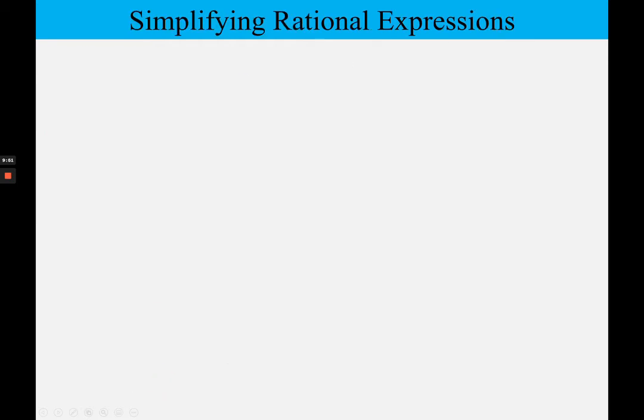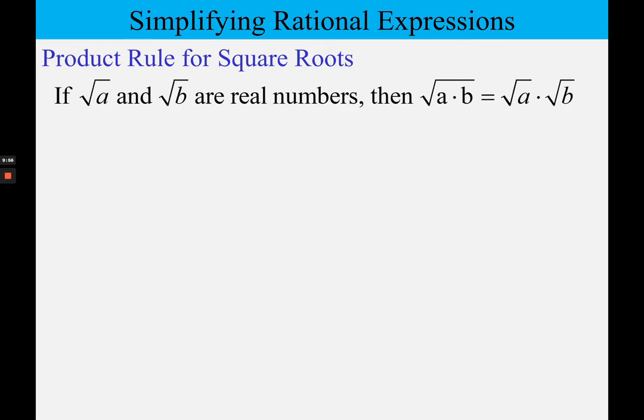Let's proceed. This is now your first property that you can use when you simplify your radical expression. By definition, if square root of a and square root of b are real numbers, then you have the square root of a times b. You can actually factor it as the square root of a times the square root of b. This is factoring. That's why it's the product rule.